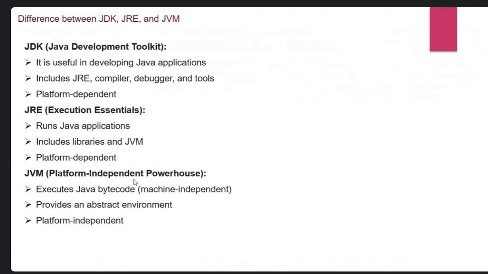JDK is the Java Development Kit. It is useful in developing Java applications, and includes JRE, compiler, debugger and tools. It is platform dependent. JRE is the execution essentials, runs Java applications, and includes libraries and JVM. It is also platform dependent. Next comes the JVM. It is a platform independent powerhouse. This I didn't get. What is that platform independent powerhouse?